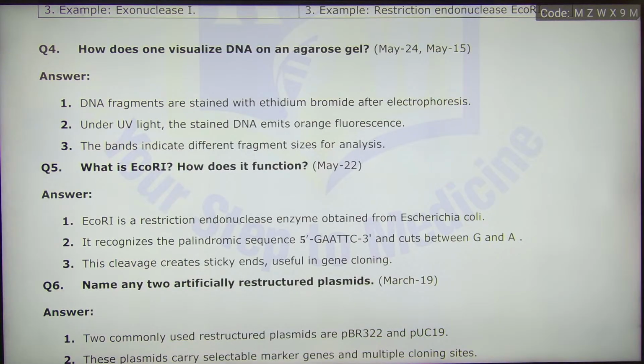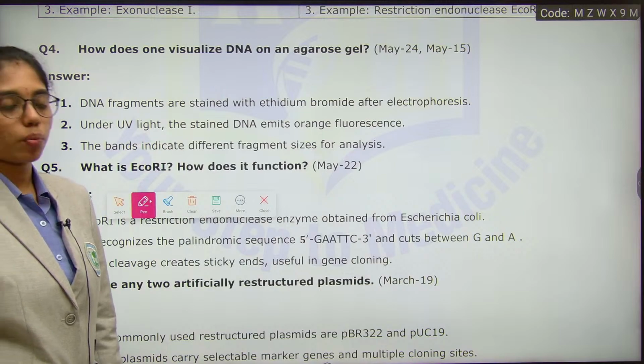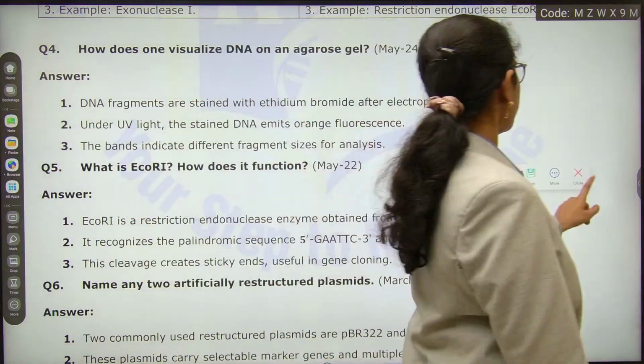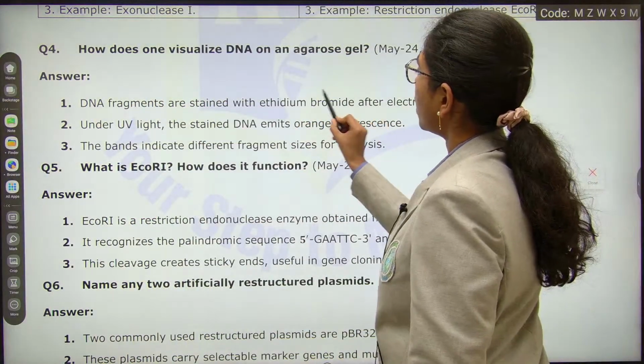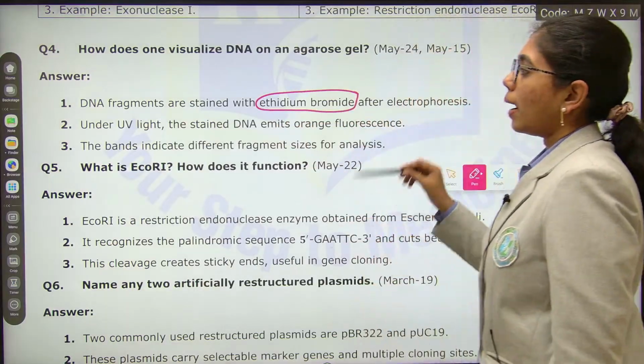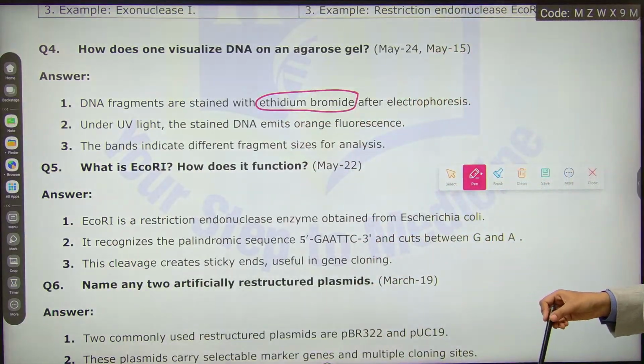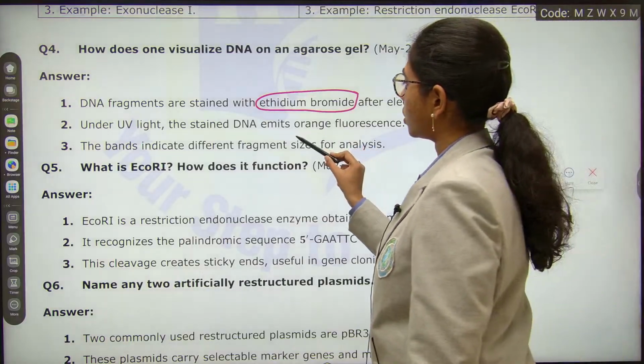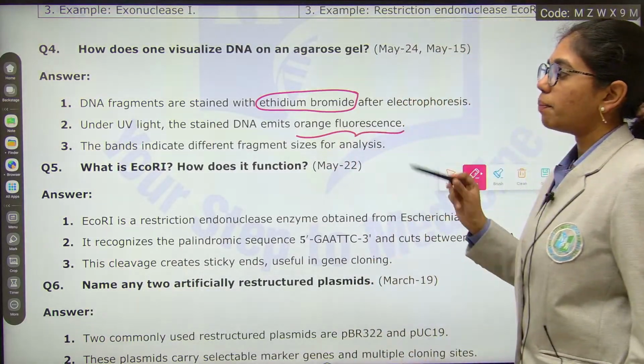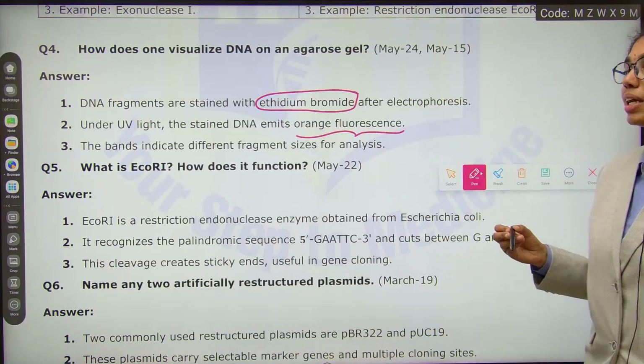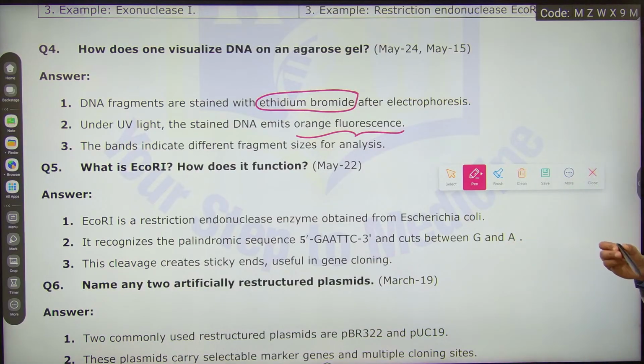DNA fragments are stained with ethidium bromide after electrophoresis. Under UV light, the stained DNA will emit orange fluorescence, and the bands indicate different fragment sizes for analysis.